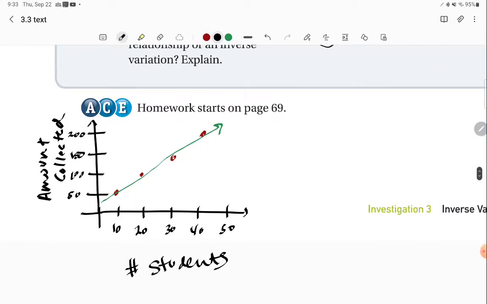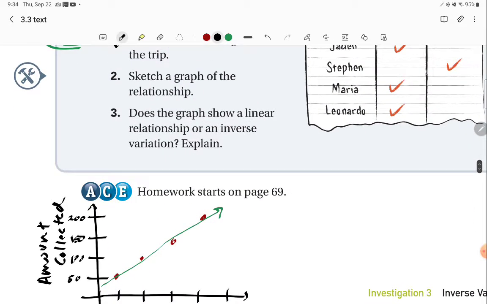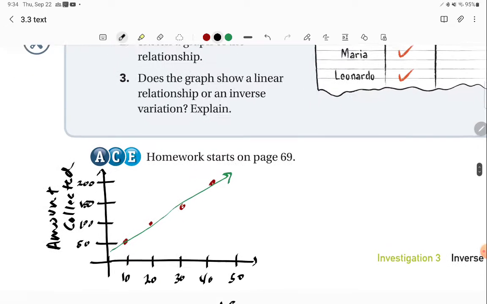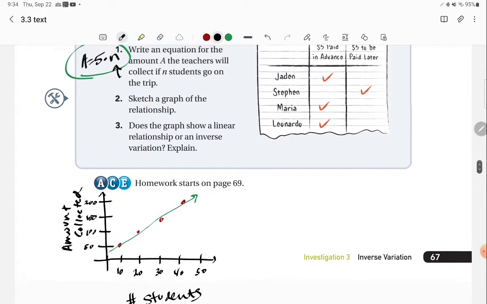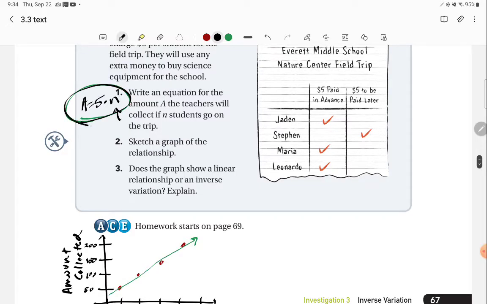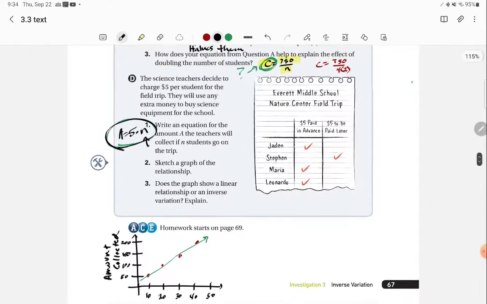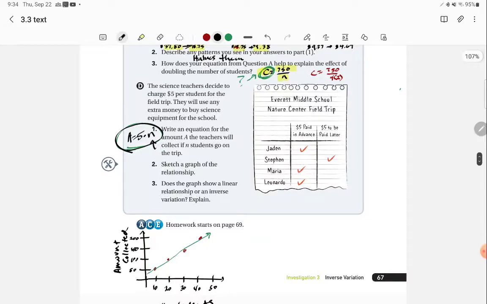And I just multiply each one of those, 10 times 5, 20 times 5, and that's where those values are coming from. And then part C, does this graph show a linear relationship or an inverse relationship? Look, it's a straight line. So it shows a linear relationship. We've seen this in the past. So we're using the same equation, but instead of not knowing what the cost per student is, we know what the cost per student is, and it shows a linear relationship versus an inverse relationship.